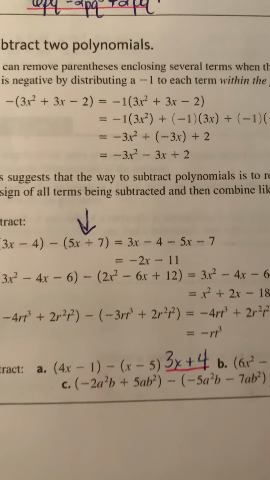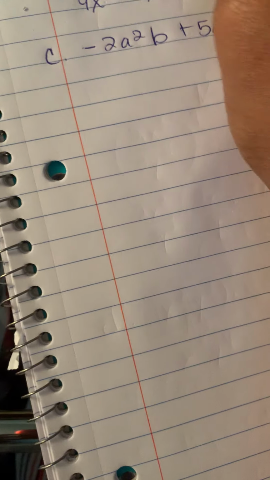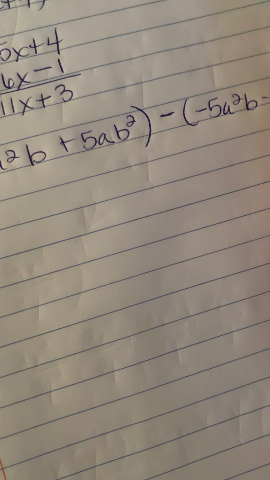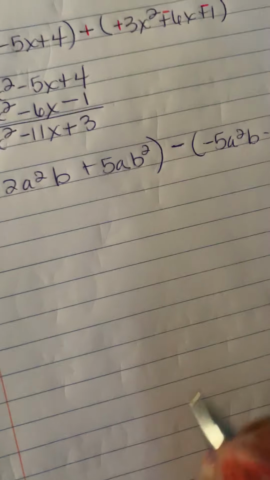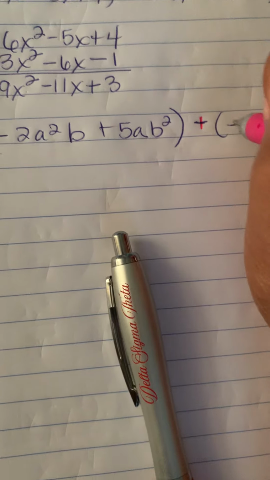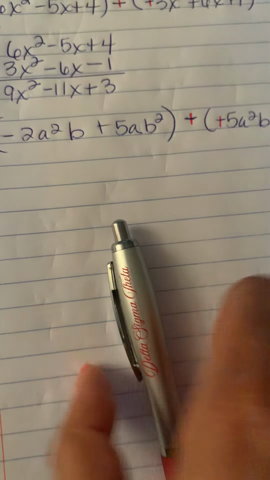Okay, and let's try one more. Let's try C. Let me get that written down. Negative 2a squared b plus 5ab squared. In the parentheses, it has a minus sign in the middle. Then it has negative 5a squared b minus 7ab squared. Okay, now let me change the signs to positive, positive, positive.